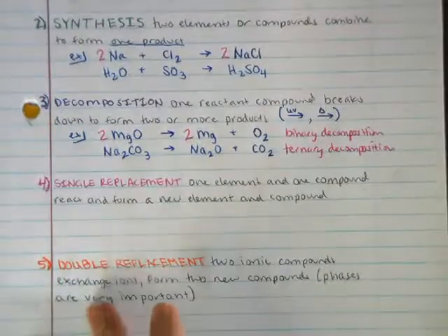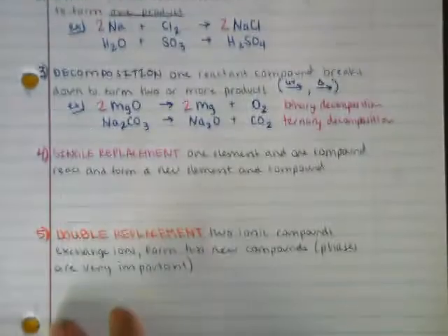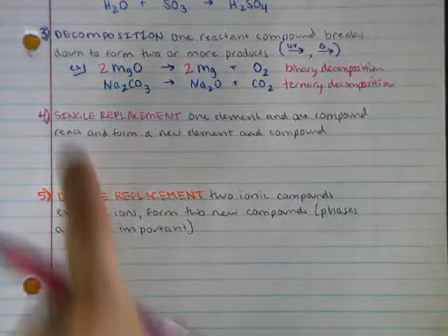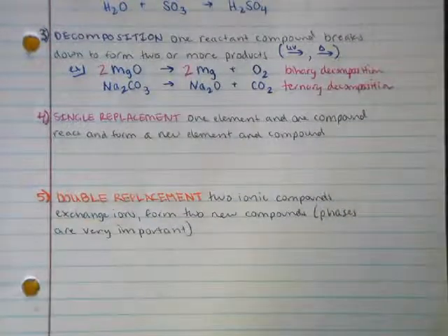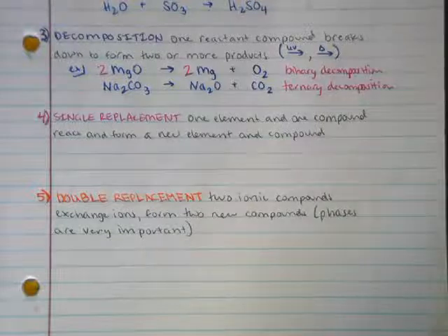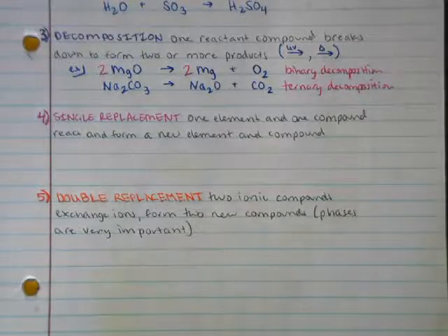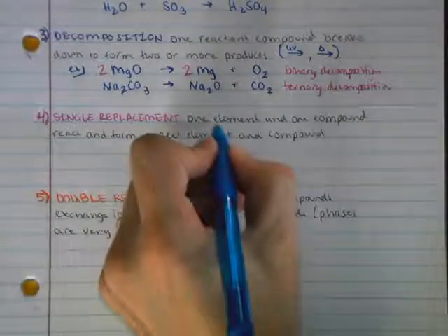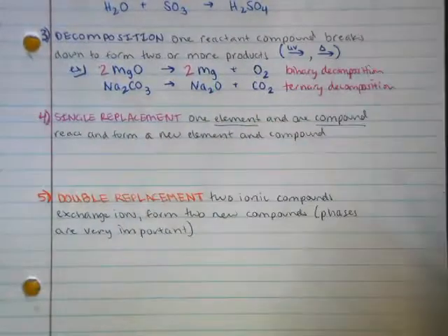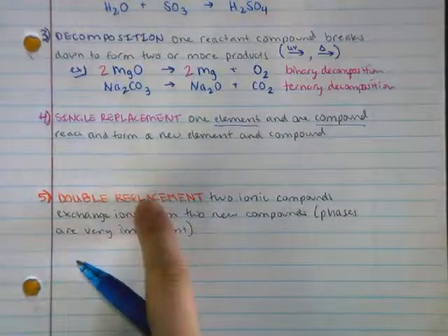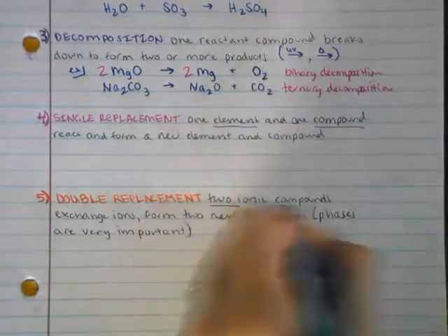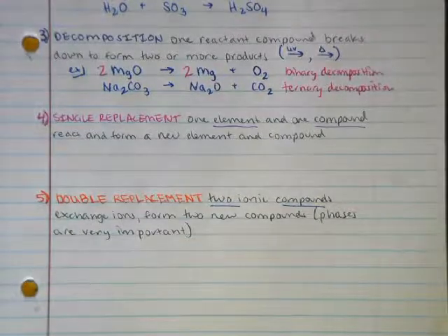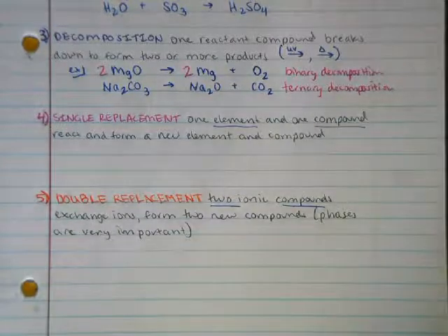So we've got 3 so far, and now we get into our replacement reactions. So there's 2 different kinds of replacement reactions. There's a single, and then there's a double. Okay? And the way that you distinguish between them, again, it comes back to the reactants. So in a single replacement reaction, you have an element reacting with a compound. In a double replacement reaction, you have 2 compounds that are reacting with each other. Okay, so that's how you're going to differentiate between the 2 of them.